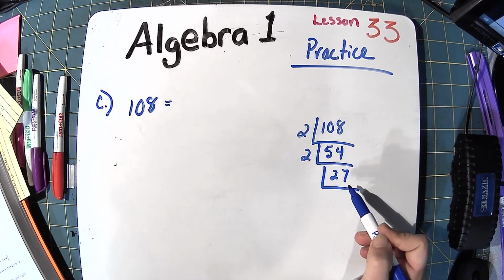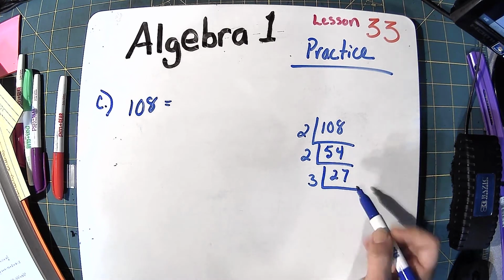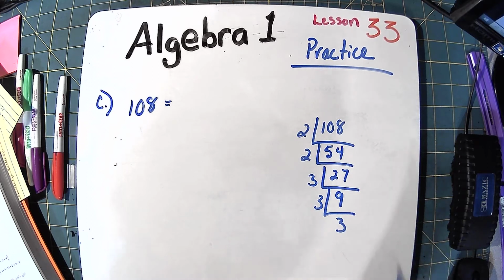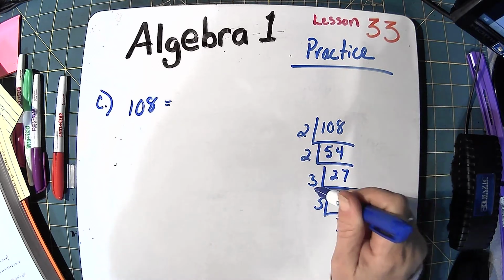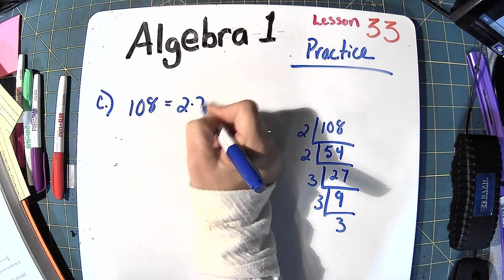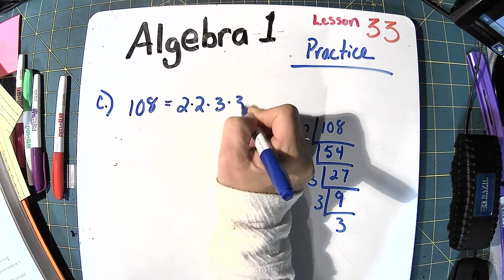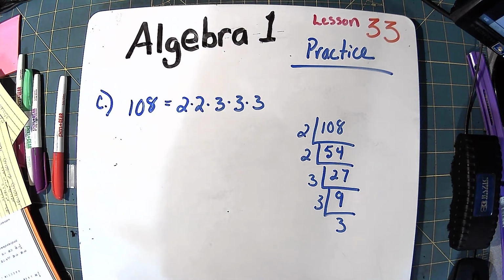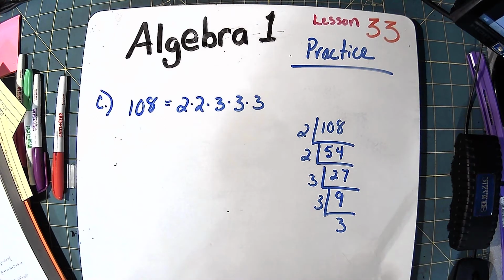Okay, I can't divide by 2 anymore, but I can divide by 3. 3 times 9 is 27. And I can divide that one by 3, and I get 3. So I should have 2, 2, 3, 3, 3. So you have 2 2's and 3 3's. Yep, there's that one.